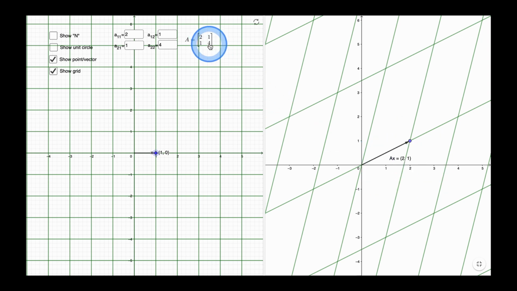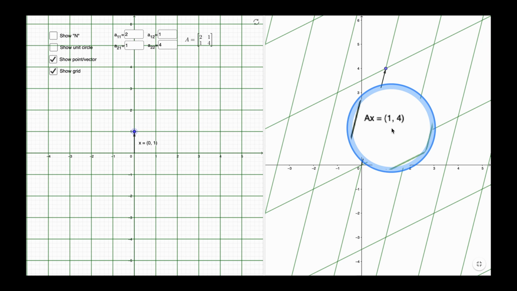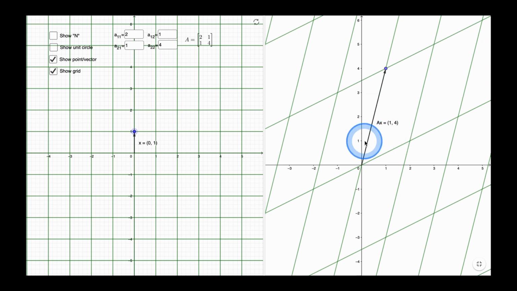Likewise, this column here, the second column, 1, 4, that's the image under this matrix of the standard unit vector E2, the vector with components 0 and 1. Its image under the matrix is 1, 4. Now, if we look over here, we can see that those two output vectors, 2, 1 and 1, 4, are determining a parallelogram. And that parallelogram is the image under the transformation A of this unit square. So this little unit square over here is being transformed into this parallelogram over here in the image space.